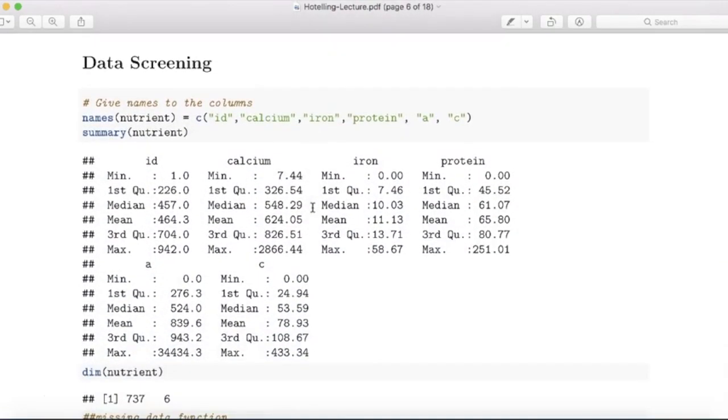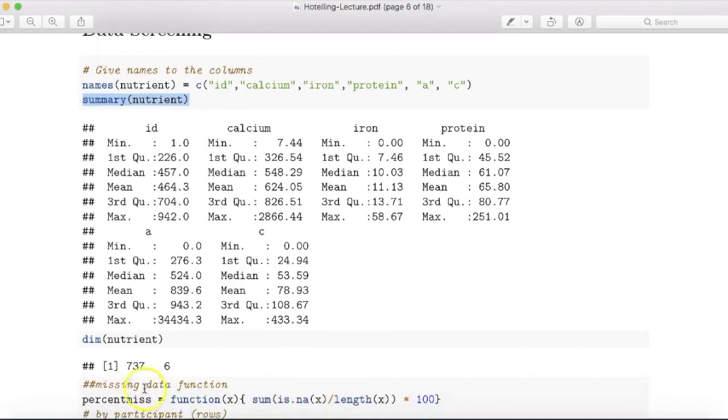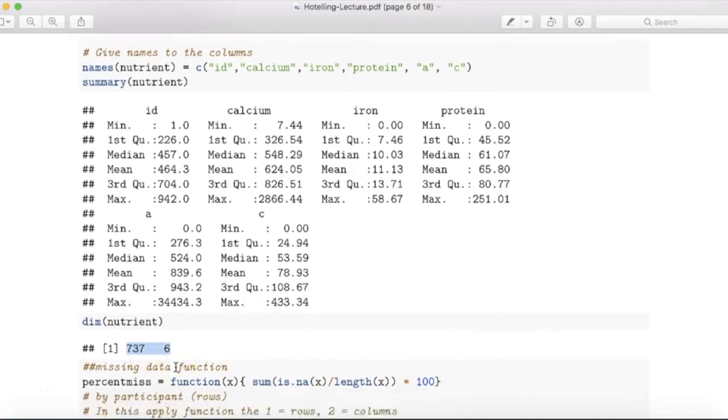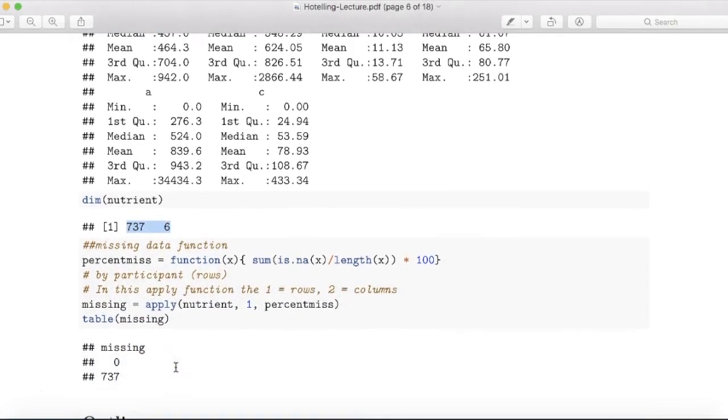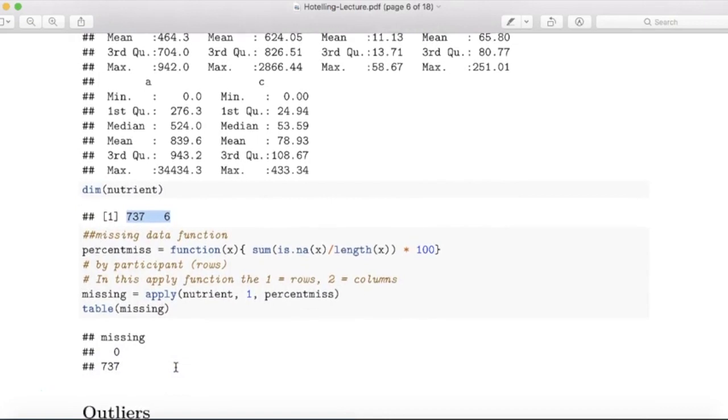Okay, data screening! So if you import your data, the first thing we have to do is give it names because it doesn't have them. So I just use the names function. And then the first variable is ID, the second one calcium, and so on. And then I did summary to look at the data. Conveniently, it doesn't have any missing data. I was happy with that. And this is exactly what the text of the problem said that it had, 737 observations and 6 variables. I checked for missing. I already know there's nothing missing. I'm happy as a clam.